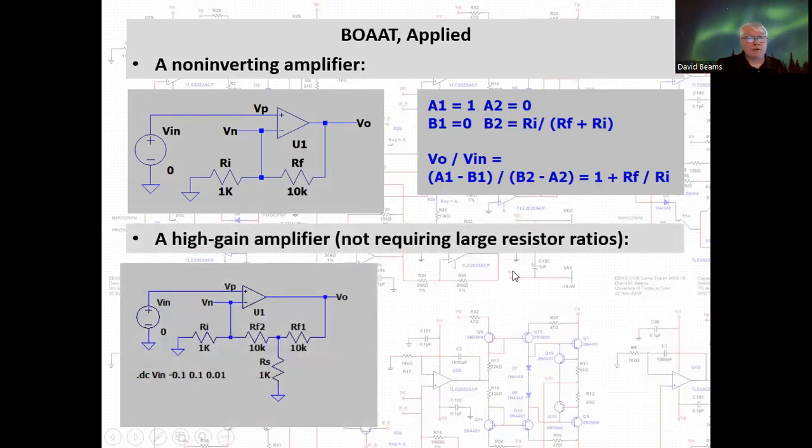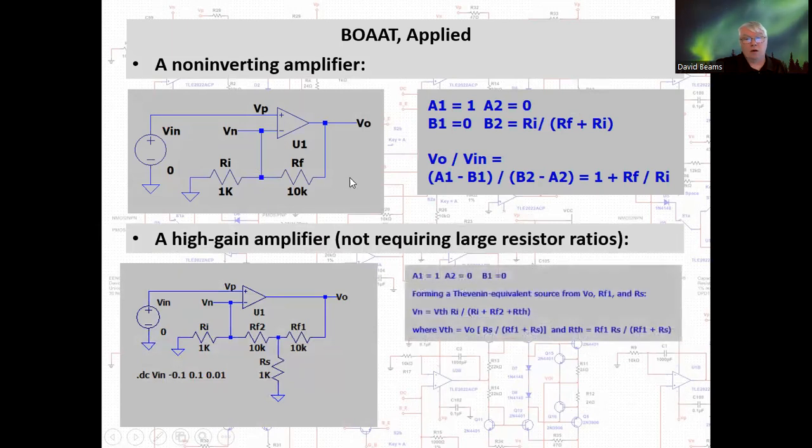Let's try another one. This is a high-gain amplifier circuit, but one that does not require large resistor ratios. I can make an amplifier with, say, a gain of 50 out of this topology, but I'll need a resistor ratio of 49 to 1. If I'm designing with discrete resistors, that may not be a problem. But if I'm working with integrated resistors, then large resistor ratios are difficult to achieve. But this topology allows us to build a high-gain amplifier without using large resistor ratios.